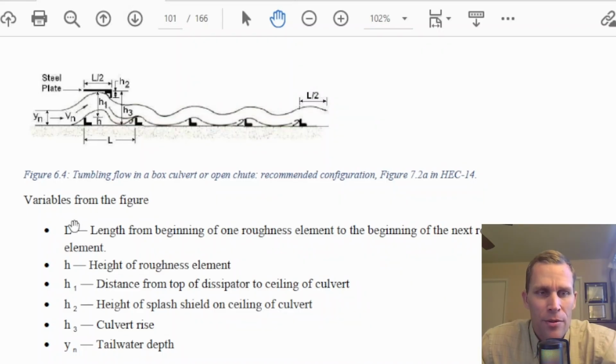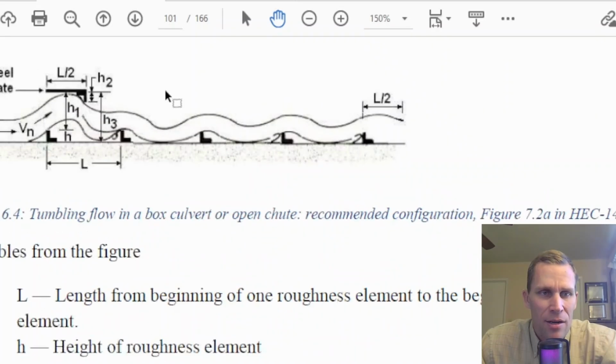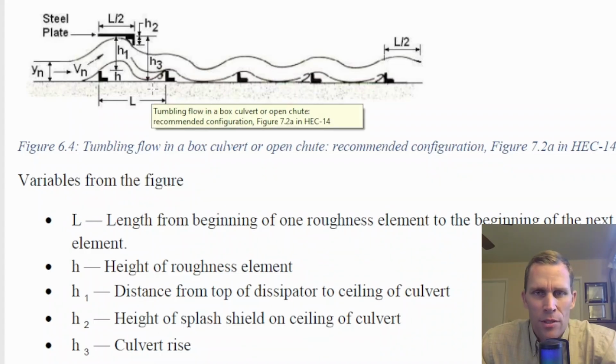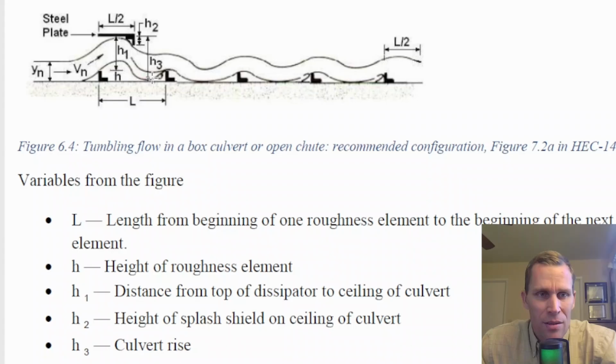So you can see the parameters right here. L, again, is the distance between the roughness elements. And then we have a few different height elements, H1, 2, and 3. So you can see that in this diagram right here, which is the height of the roughness element. H2 is the height of splash shield on the ceiling, H2 right here. And then H3 is the culvert rise. So for a 6-foot diameter or a 6-foot tall box culvert, that would be 6 feet, that H3 value.